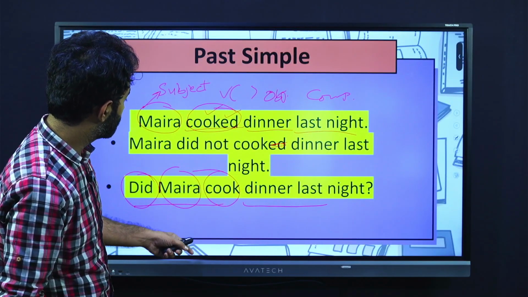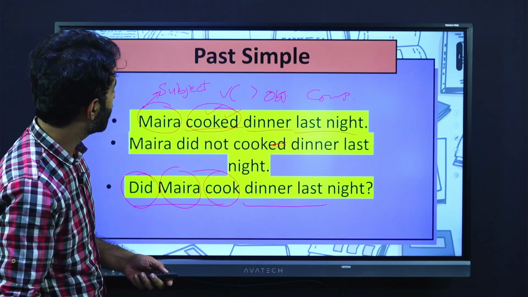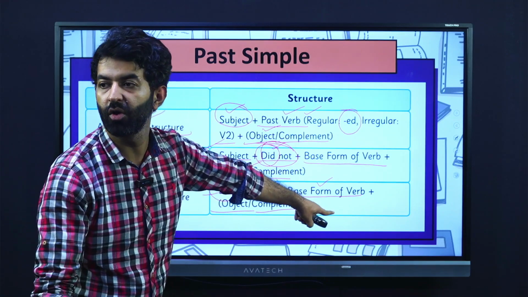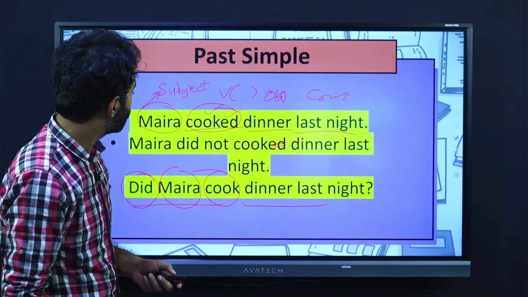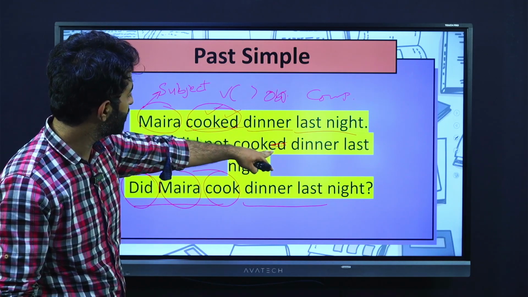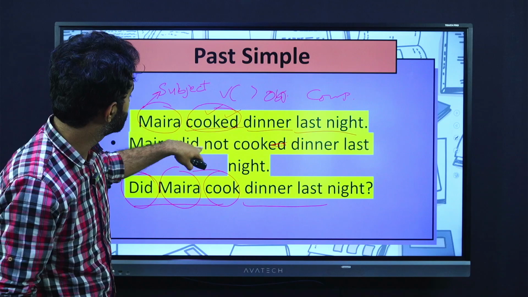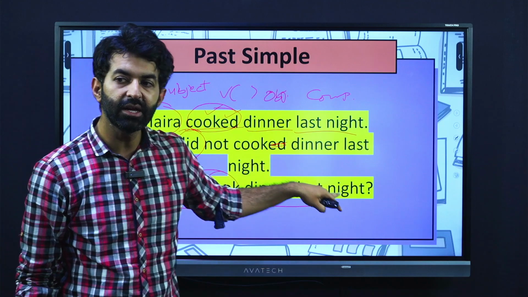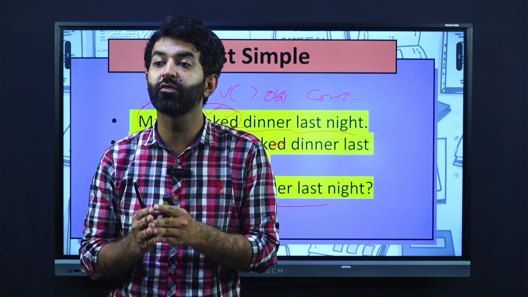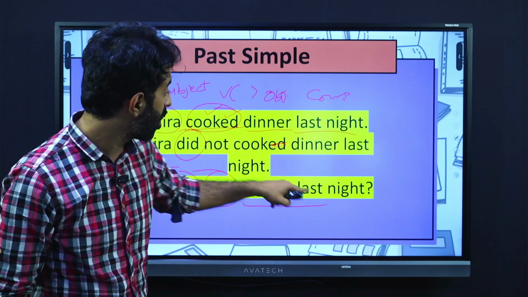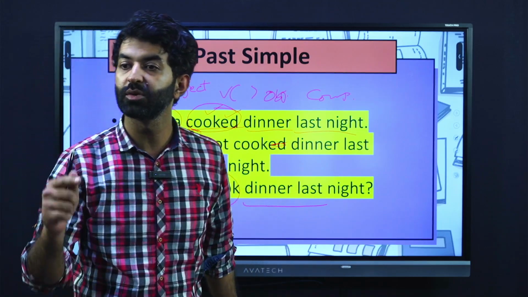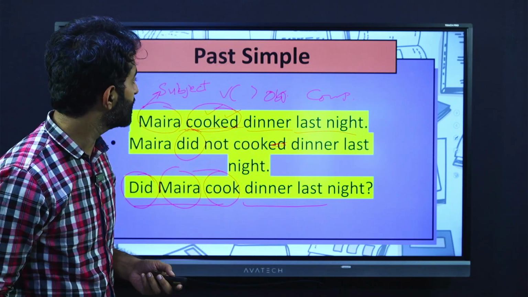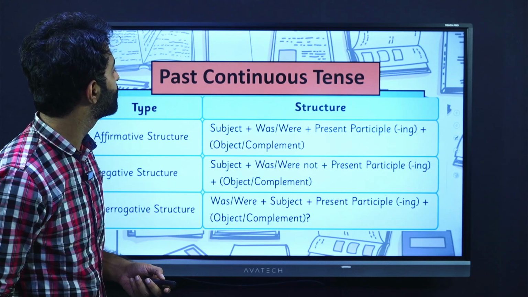So now, why not cooked? Because according to the structure, we are going to use base form of the verb. Simple. Whenever you see sentence like this one with ed in the negative, जबकि आपने did use कर लिया, और अगर आप उसके बाद ed या second form, third form लगाएंगे, that would be wrong. I deliberately put this wrong example over here ताकि मैं आपसे पूछूं कि इसको correct करें. तो तीनों forms clear हो गई past simple की.